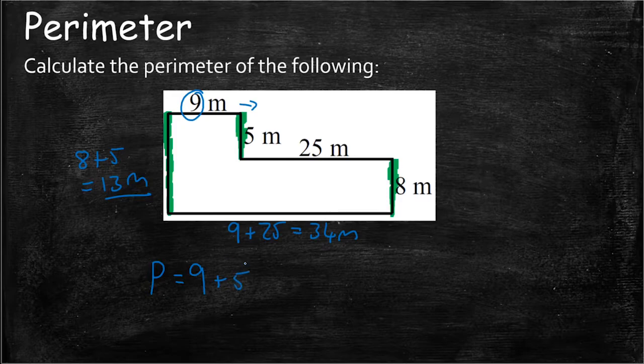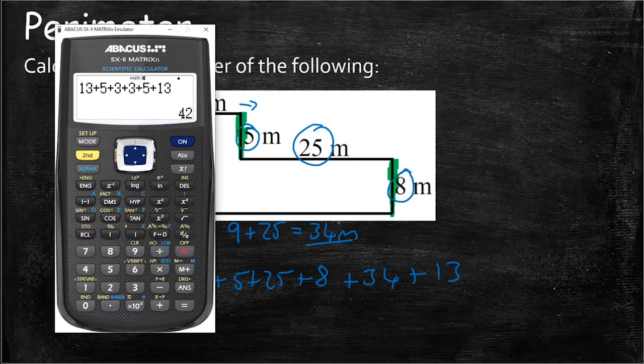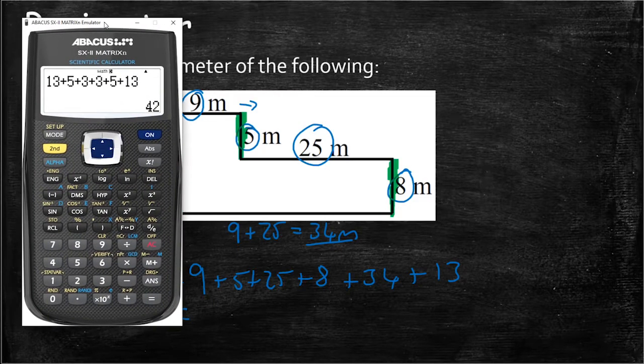9 plus 5 plus 25 plus 8 plus 34 plus 13. And let's work out what all of those are added together. So again, we'll bring up the calculator and we'll add all those lengths together. So 9 plus 5 plus 25 plus 8 plus 34 plus 13.